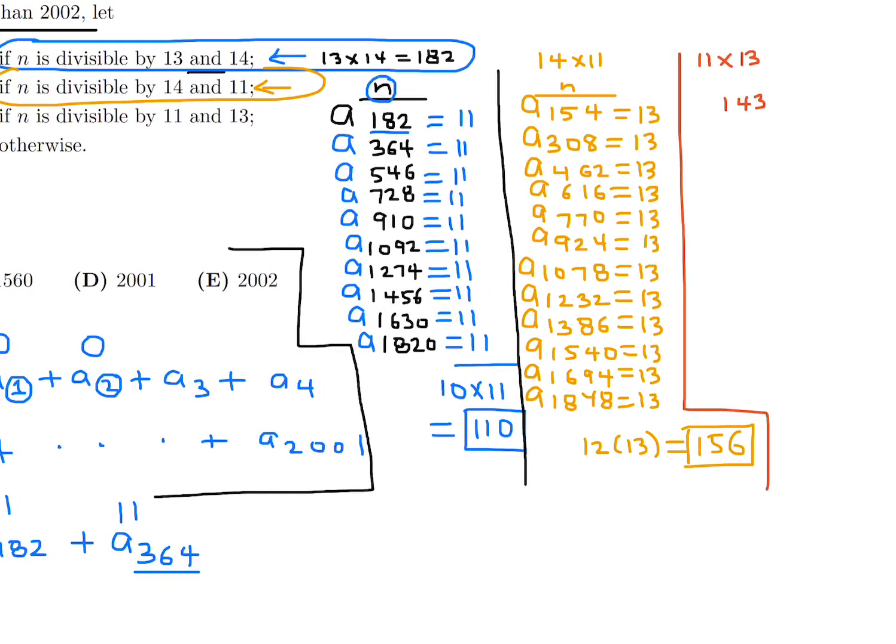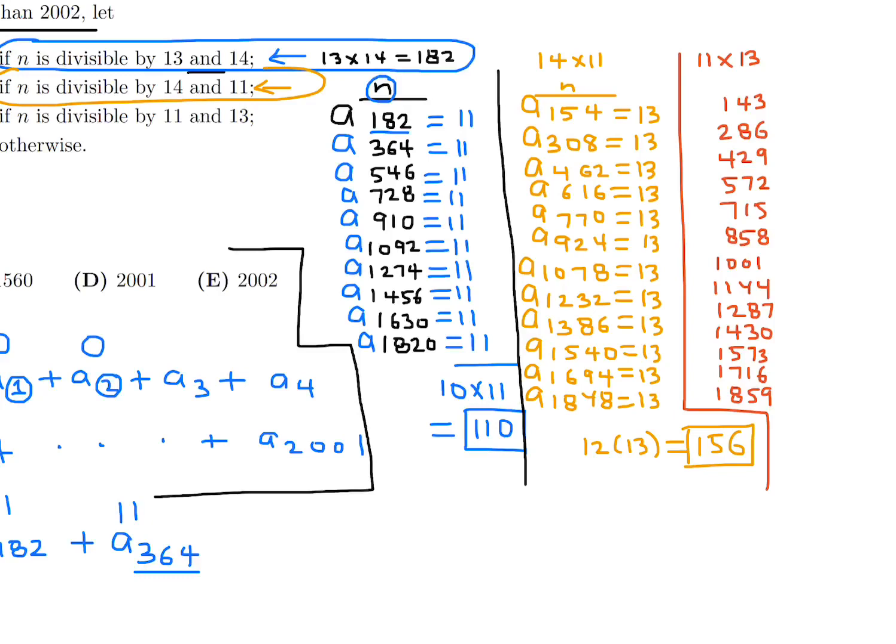So all the multiples of 143: 286, 429, 572, 715, 858, 1001, 1144, 1287, 1430, 1573, 1716, and finally 1859. I can't go any higher because then I'll go past 2001. I'll get to 2002, I think.